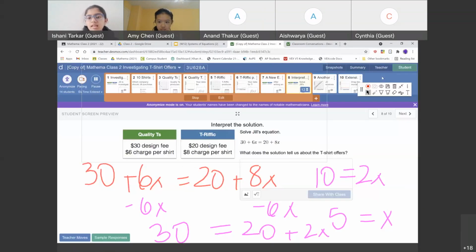So because x is the number of t-shirts she buys, it tells us that when we pay for 5 shirts, we have the same cost.